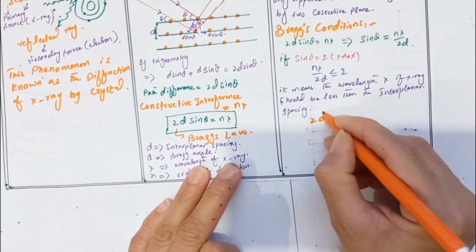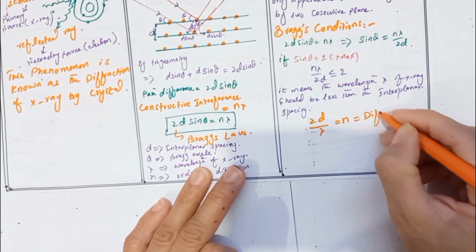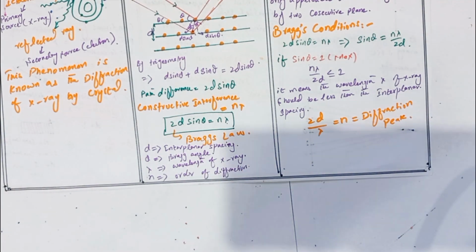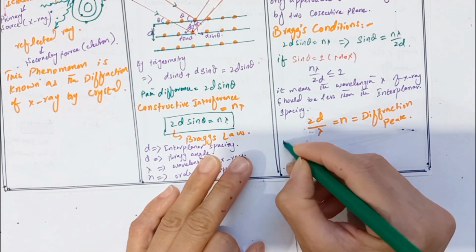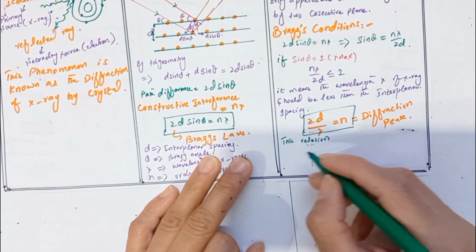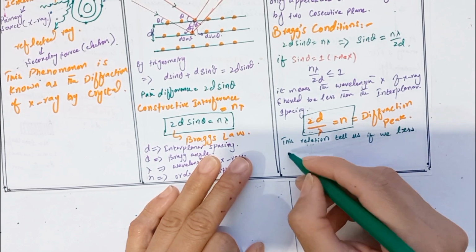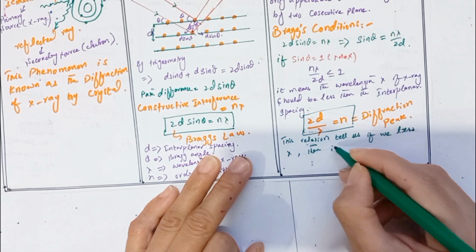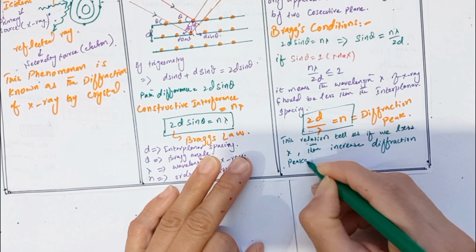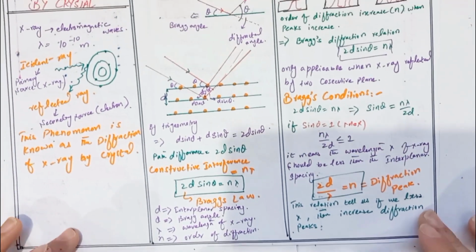If we write n is equal to 2d over lambda, from this formula this n gives us the diffraction peak. This relation tells us that if we use a smaller wavelength, then diffraction peaks increase. That is all about the Bragg law conditions that we discussed. We also discussed the order of diffraction.